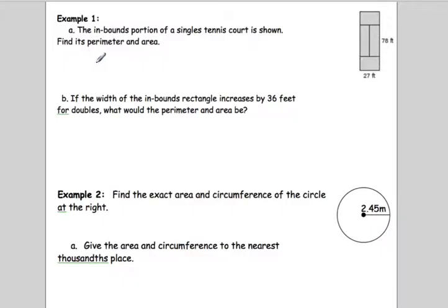So we are finding the perimeter and the area. So for the perimeter here, you're just going to either add up all the sides or do 2 times the width and 2 times the length. And we end up with a perimeter of 210. And since our measurement says feet here, we have to have the units on there. So this is our perimeter.